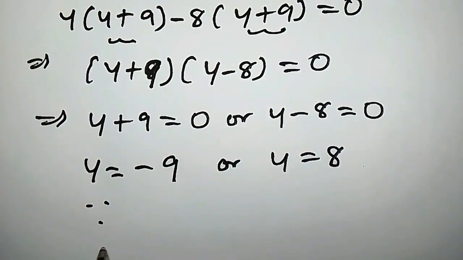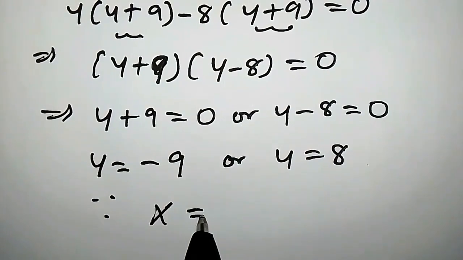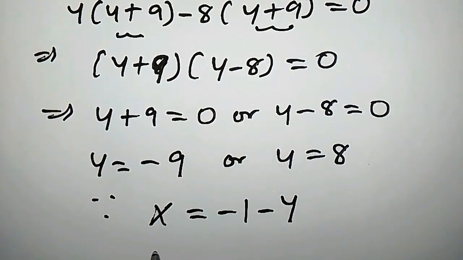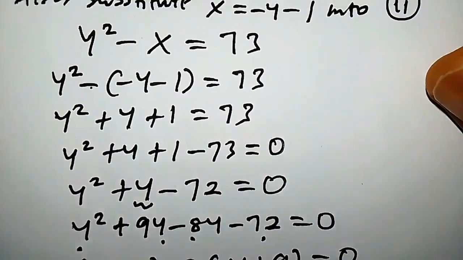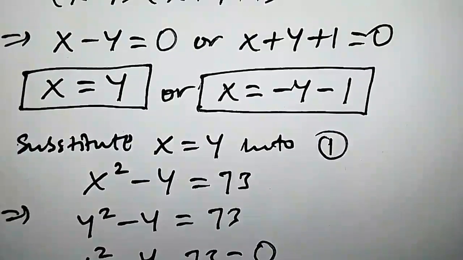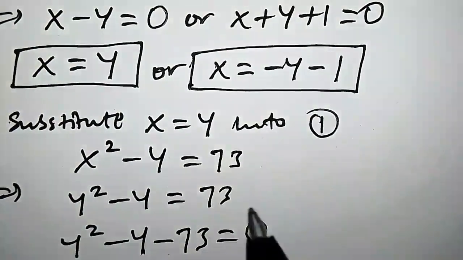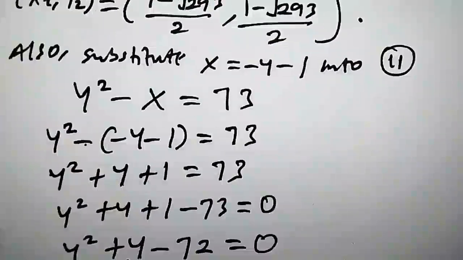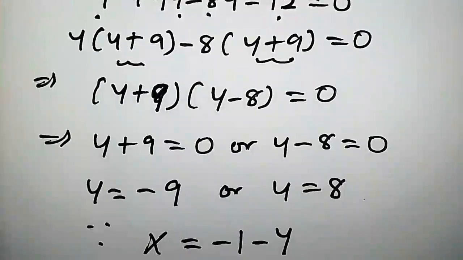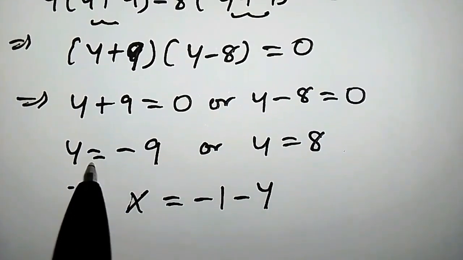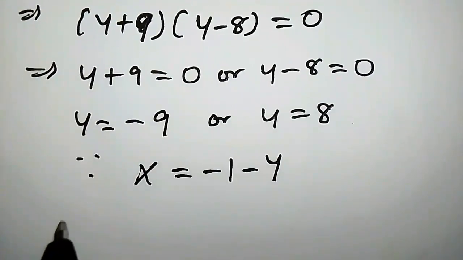So, since x is equal to minus 1 minus y, let me show you where we got this from. It's actually from this line. So let's proceed further. What we have to do now is to consider each value of y.